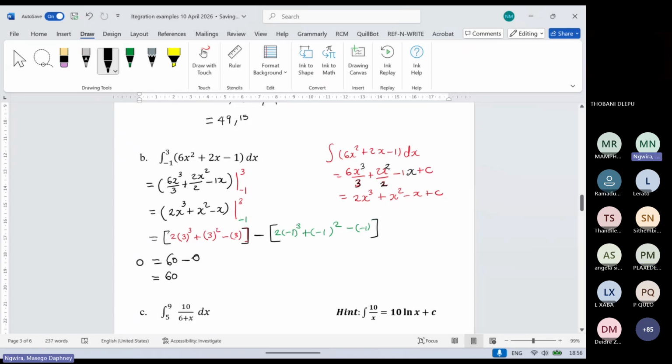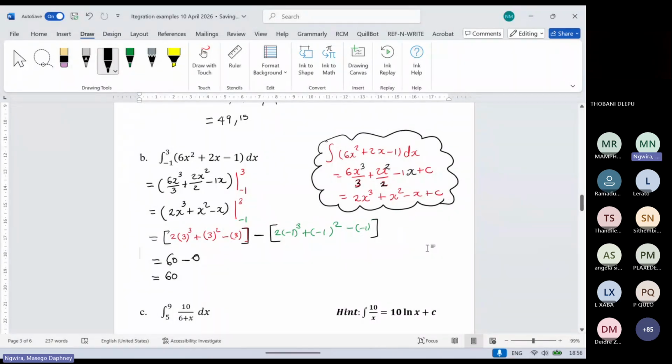Integrate first, and then the rest will follow. So I'm just doing this on the side so that we understand. Remember, I said we ignore the C because at the end of the day, the C this side will cancel the C this side. Because this will be negative C, then plus C is going to give us a 0. So we don't include the C.